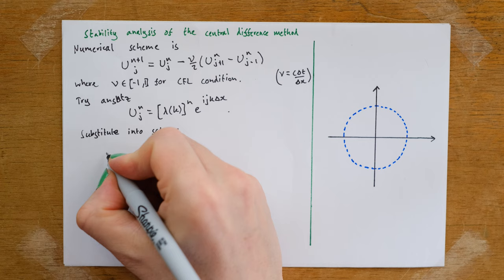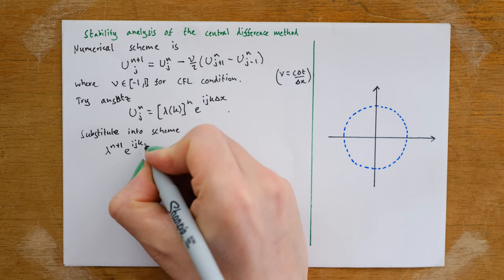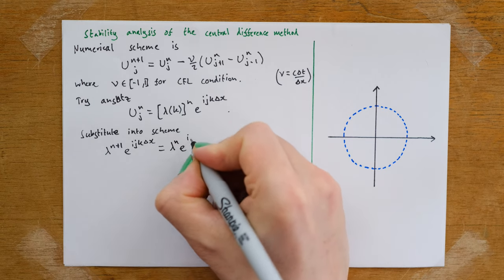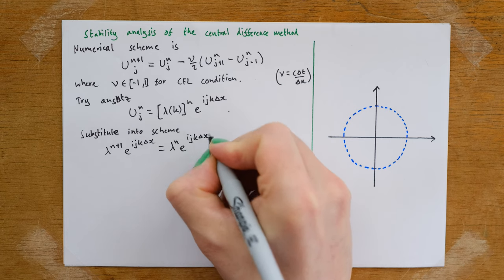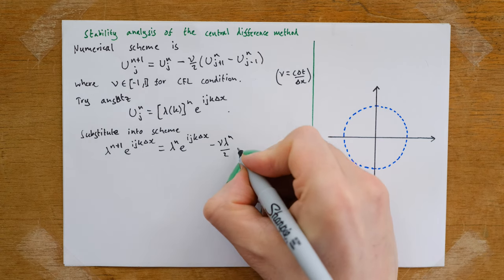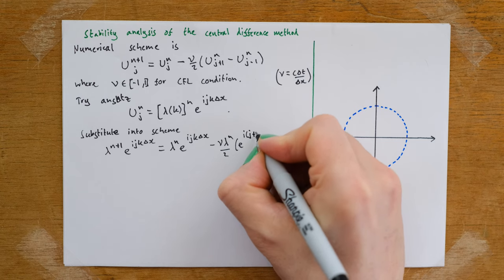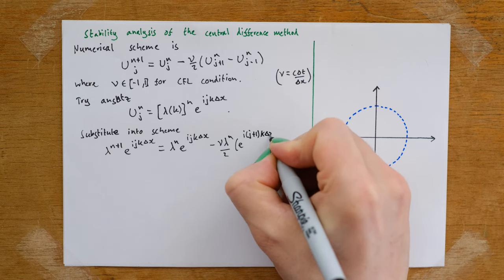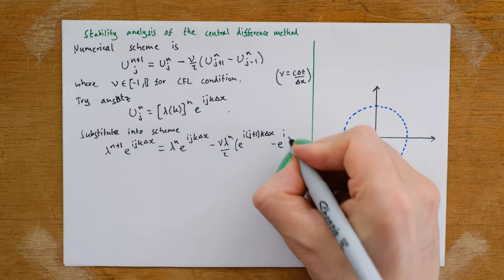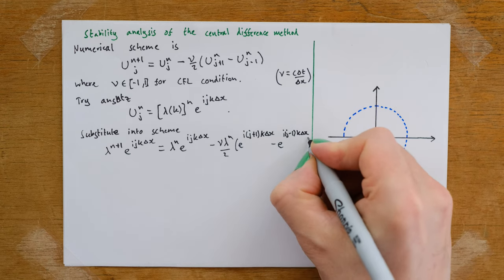then we'll have lambda to the n plus 1 e to the i j k delta x equal to lambda to the n e to the i j k delta x minus nu lambda to the n over 2 times (e to the i (j plus 1) k delta x minus e to the i (j minus 1) k delta x).